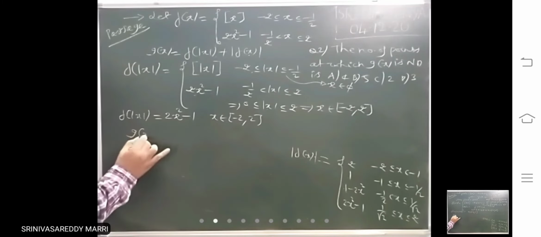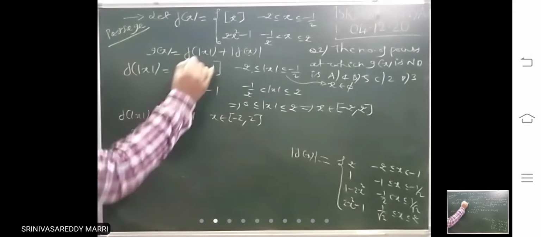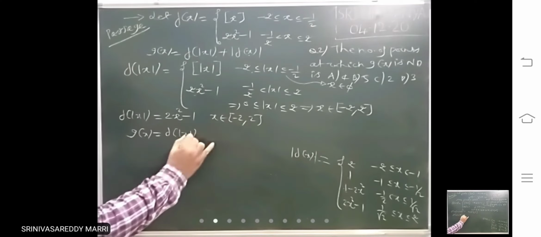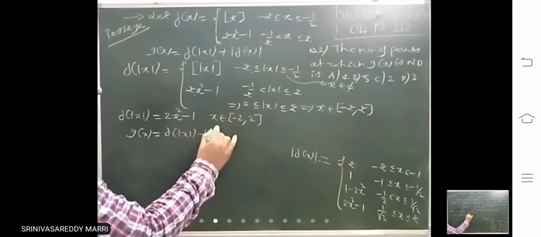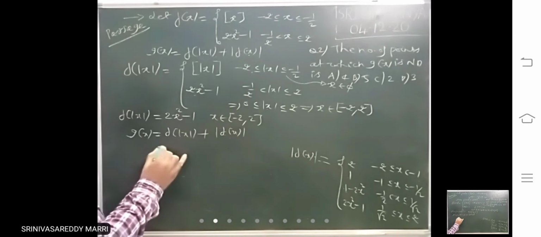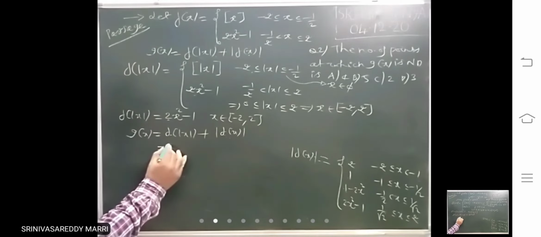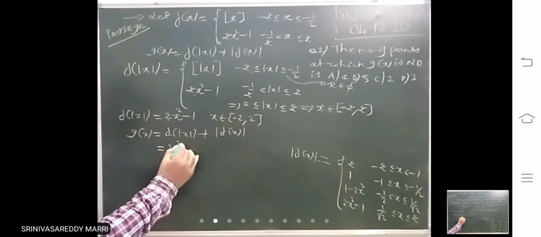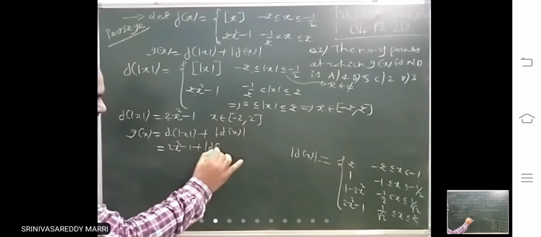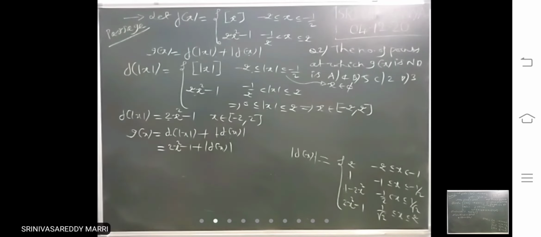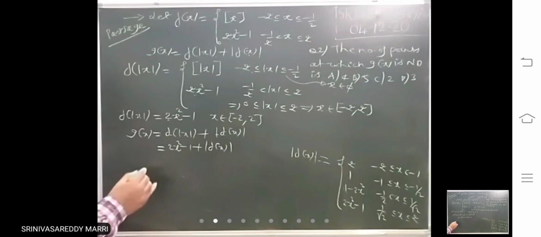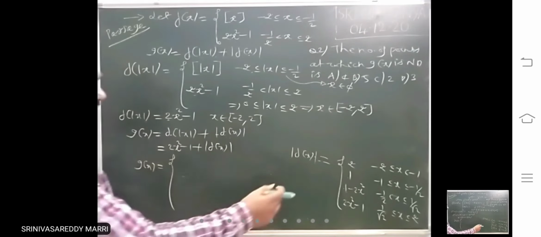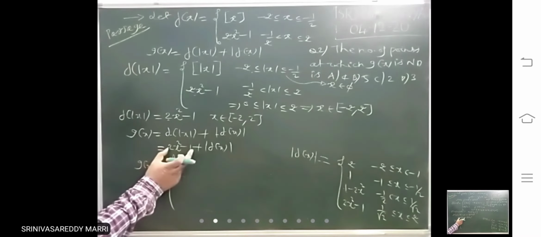Look at g of x equal to f of modulus x plus modulus f of x. For f of modulus x, only a single definition is there: 2x square minus 1. Plus modulus f of x. That means this plus this. Now g of x is nothing but, for modulus f of x, for every interval you have to add this.